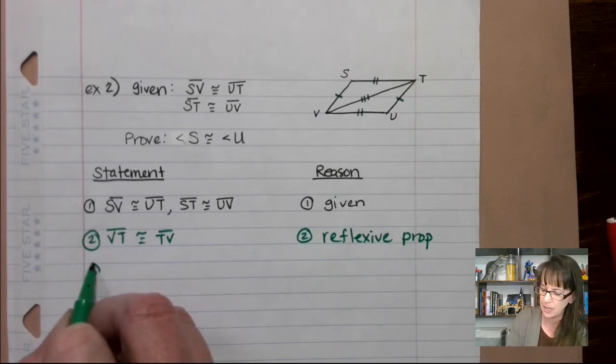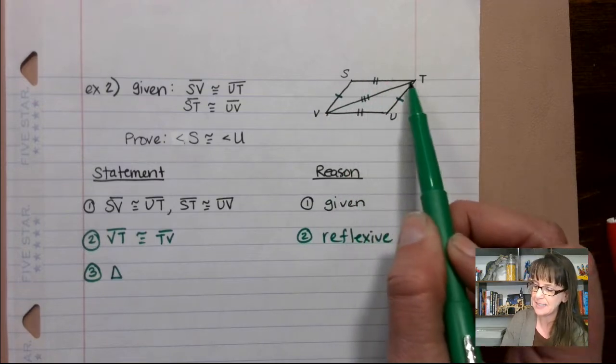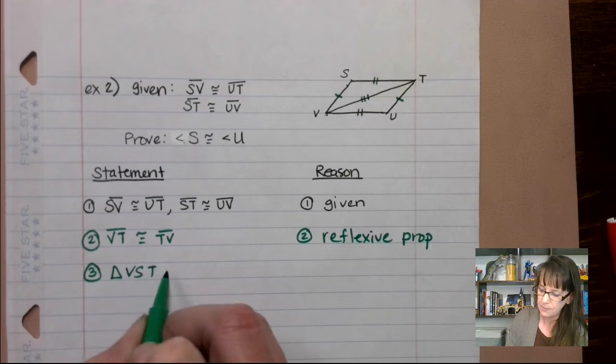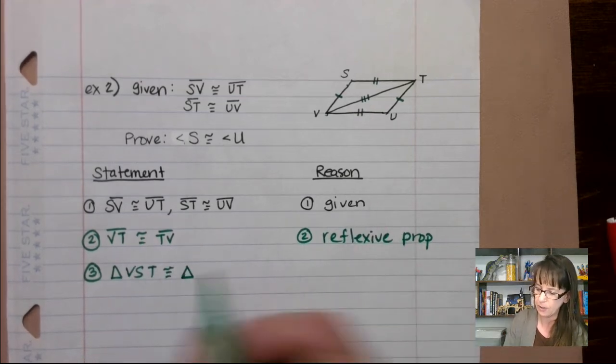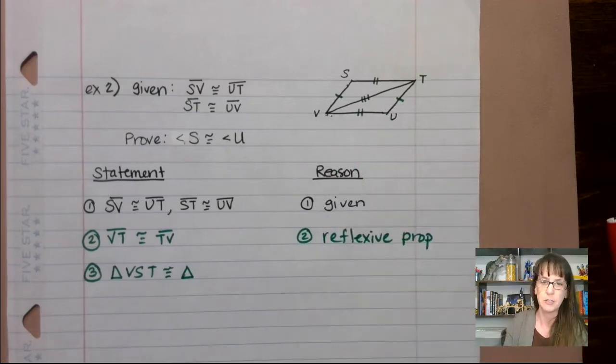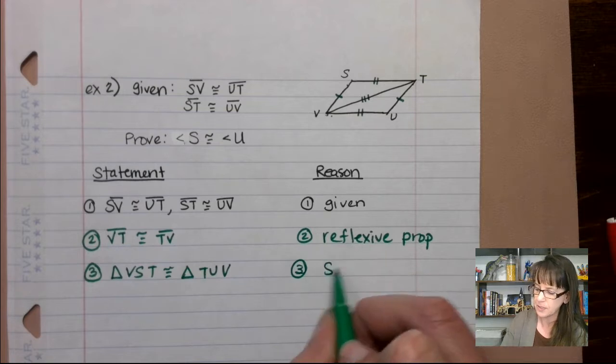So now is the time to say, okay, triangle VST, and notice I went to the 1 dash, then the 2 dash. VST is congruent to triangle TUV. And again, I went the 1 dash and then the 2 dash. So TUV. And that is because of side, side, side.